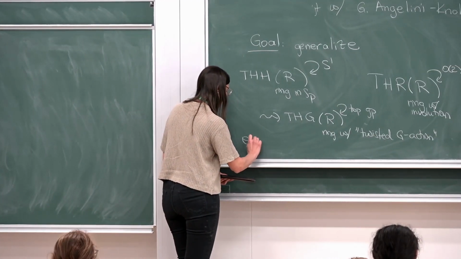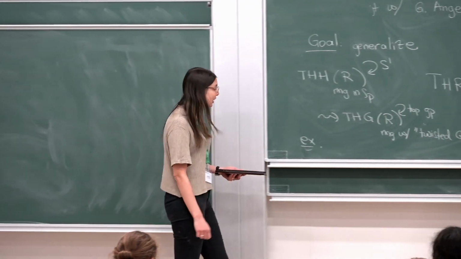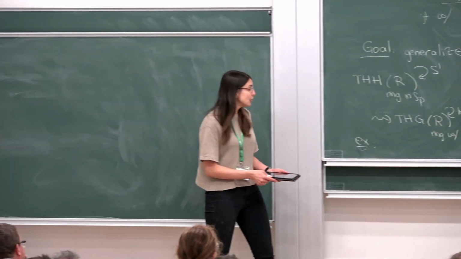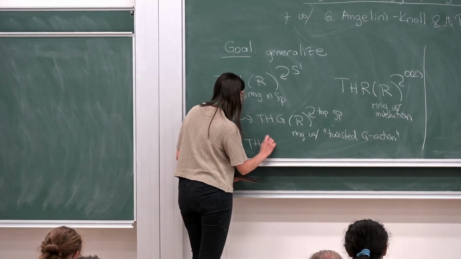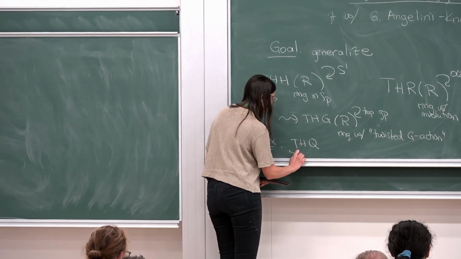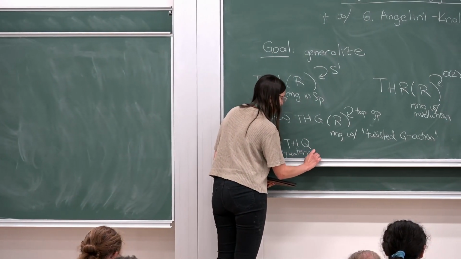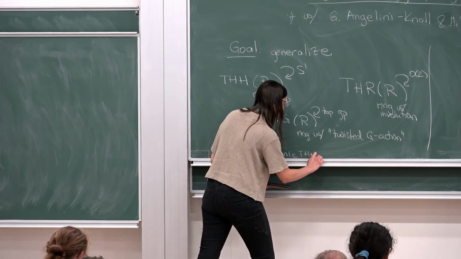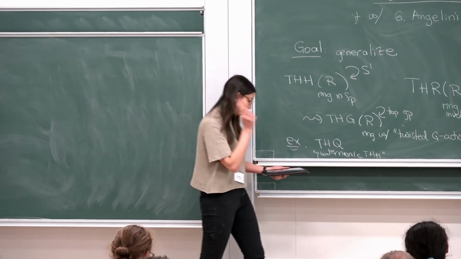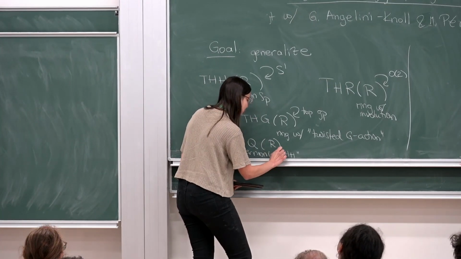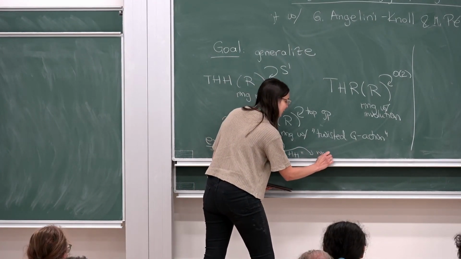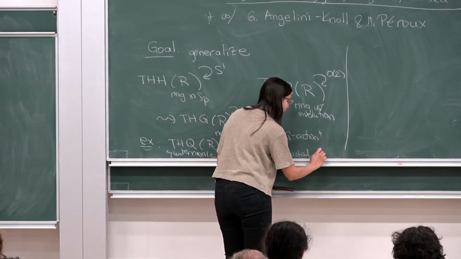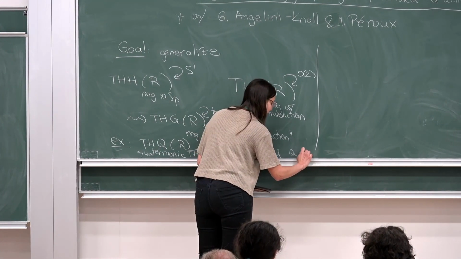So the example that we're interested in, that we want to create, is going to be a quaternionic version of THH. So something that we'll call THQ. So if this was real THH, we'll call this quaternionic THH. And the input here, so the R, is going to be a ring with twisted C4 action, which is also Q4.